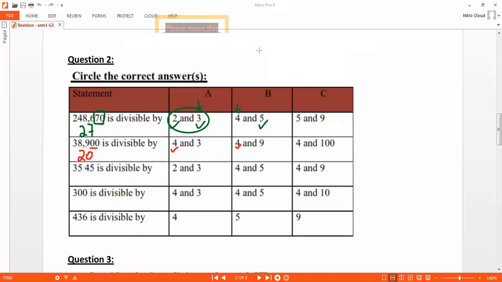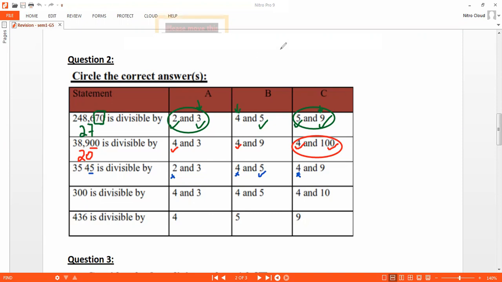Let us now do the third one. The third one, what do you have? We have 3,545. So the ones digit is 5, so it's not divisible by 2. It's not divisible by 4. And it's divisible by 5. But I don't care because 4 is not accepted. So as you can see, none of them would be accepted because in every one we have a digit which is not divisible by it. So this number is not divisible by 2, 3, 4, and 9. So here, no answers.